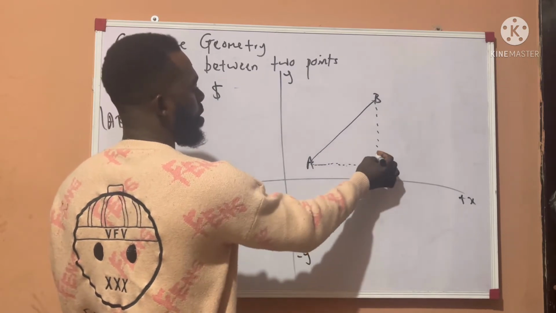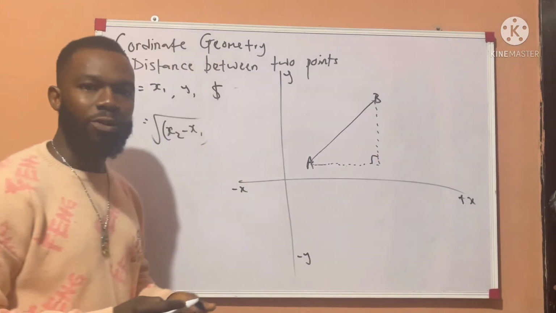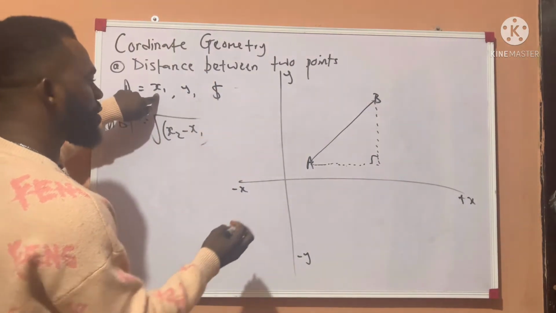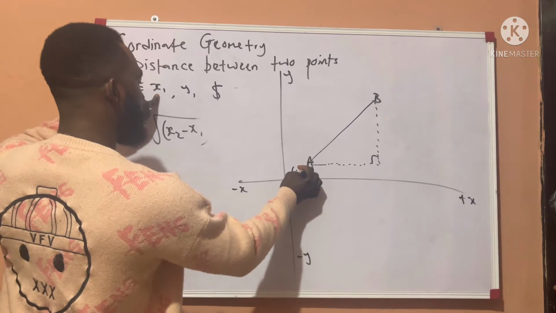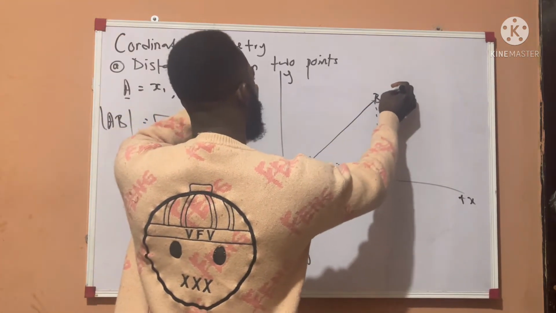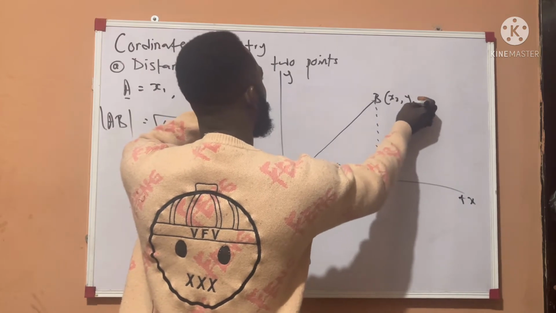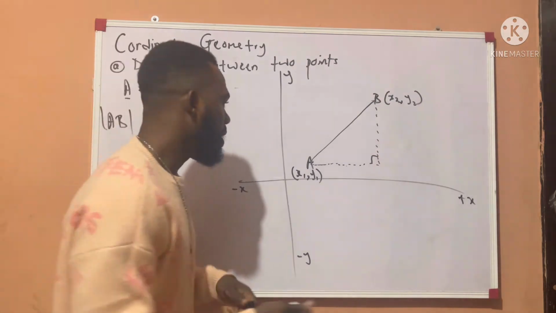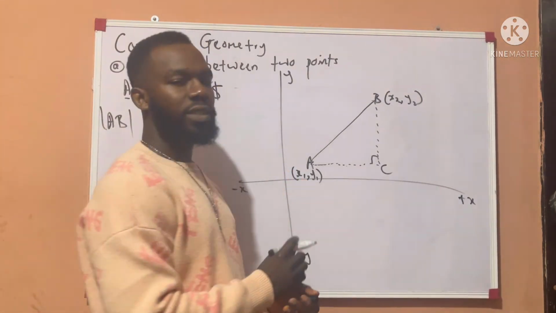Alright, now a right angle triangle with angle 90. Okay, now don't forget we said that in the question, point A was actually x1, y1, and point B was actually x2 and y2. So it means, let us say this is point C.